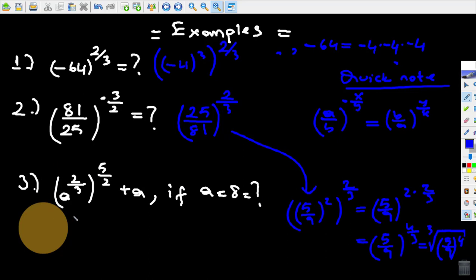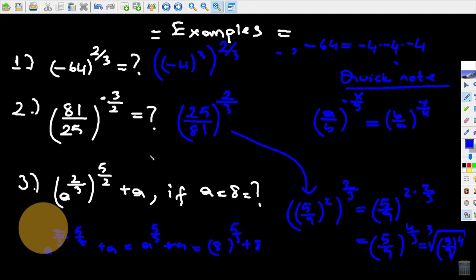In question 3, we're given this algebraic expression involving a fractional exponent, as you can see, and we're going to evaluate this expression when a is equal to 8. First, we need to deal with this expression by applying the power rule: a to the power of 2/3 times 5 over 2, plus a. These 2's are going to be canceled, so a to the power of 5 over 3 plus a. Now let's plug in 8. So we get 8 to the power of 5 over 3 plus 8.